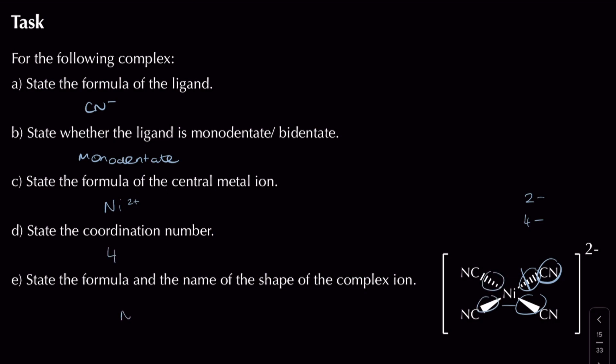The formula is nickel, and then of course I've got in this case 4 lots of cyanide, square brackets to show the complex, 2 minus overall. The shape is going to be square, and then it's going to be planar itself. Planar because it's flat, and then square because it's just a square shape, isn't it?